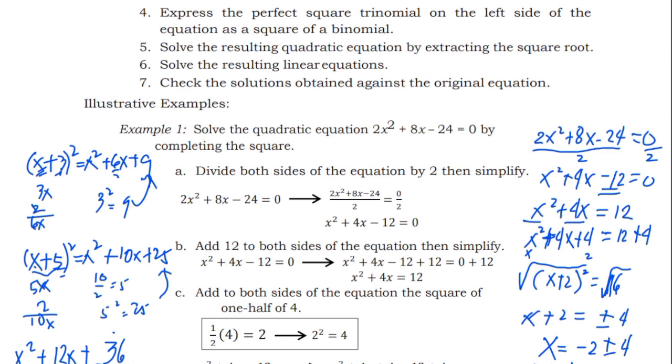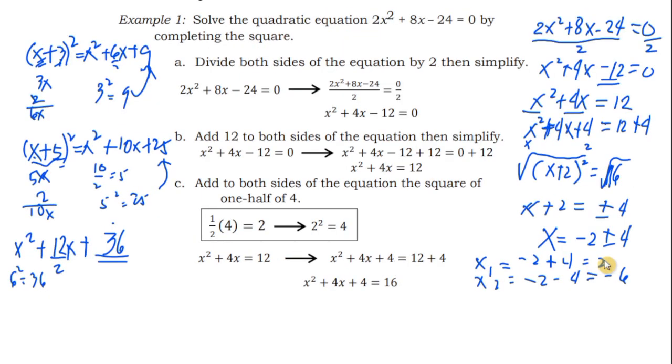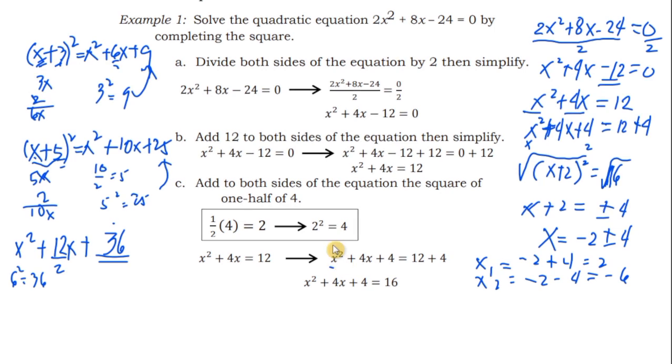So we now have 2 here and negative 6 as the result that we have.